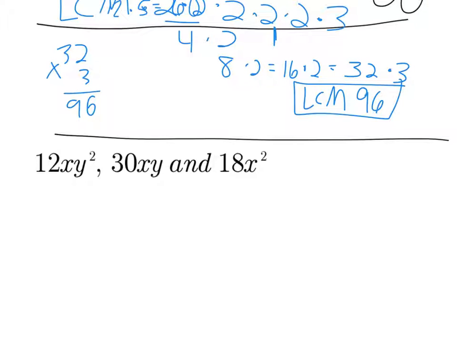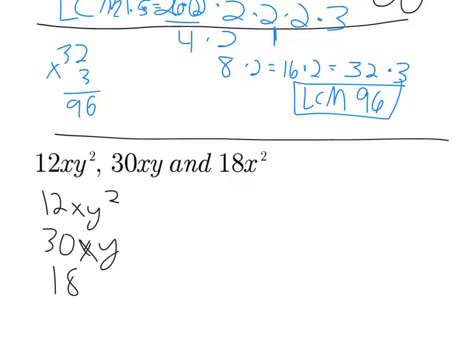First thing I'm going to do is write out each of my terms. So 12xy squared. Then I have 30xy and 18x squared. Then I'm going to write out the prime factorizations for each number. We've done 12 above, so that one should be pretty easy. It's 2 times 2 times 3. And then we have x and y squared, so x with 2 y's.